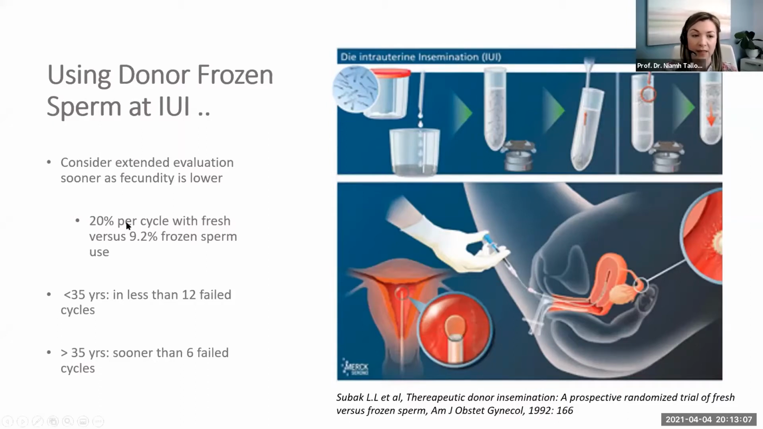And this is on the basis of just acknowledging that the fecundity, or the likelihood of pregnancy per month with donor inseminations, is actually lower compared to those who are using fresh sperm. And we quote a 20% chance of success with fresh sperm IUI in the first few months in a reasonable candidate or a younger patient. And you compare that to 9% per month when using frozen sperm. So the current guideline from the American Society of Reproductive Medicine is to consider evaluation sooner in patients using frozen sperm.